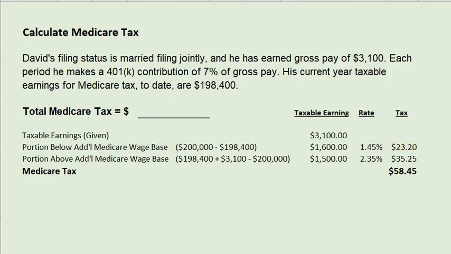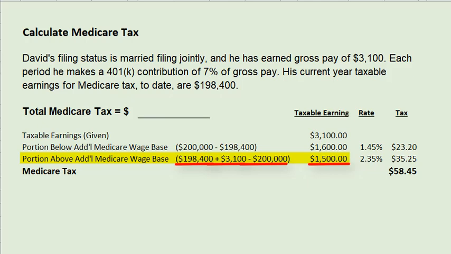Now we need to determine the portion of earnings that's above the additional Medicare wage base. The amount of taxable earnings for Medicare tax to date again is $198,400. And we add to it the current taxable earnings of $3,100. That gets us the new year-to-date taxable earnings for Medicare tax, and we subtract from it the $200,000 wage threshold. We arrive at $1,500 as the taxable earnings.